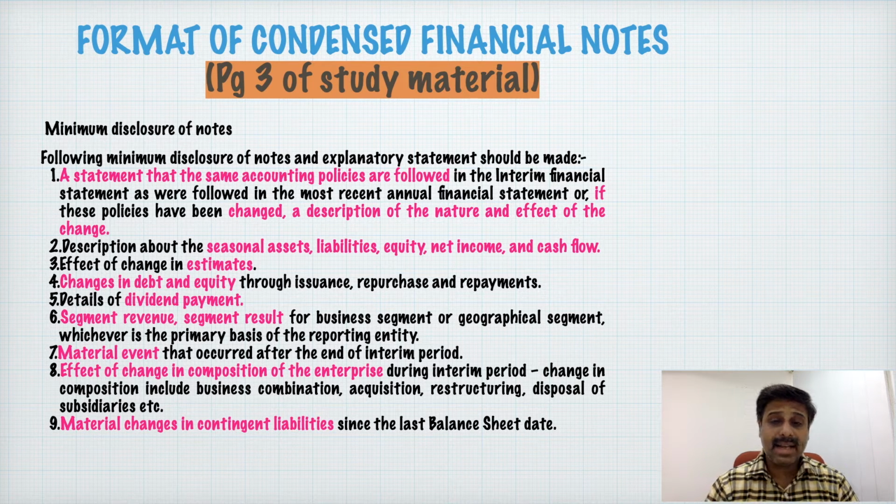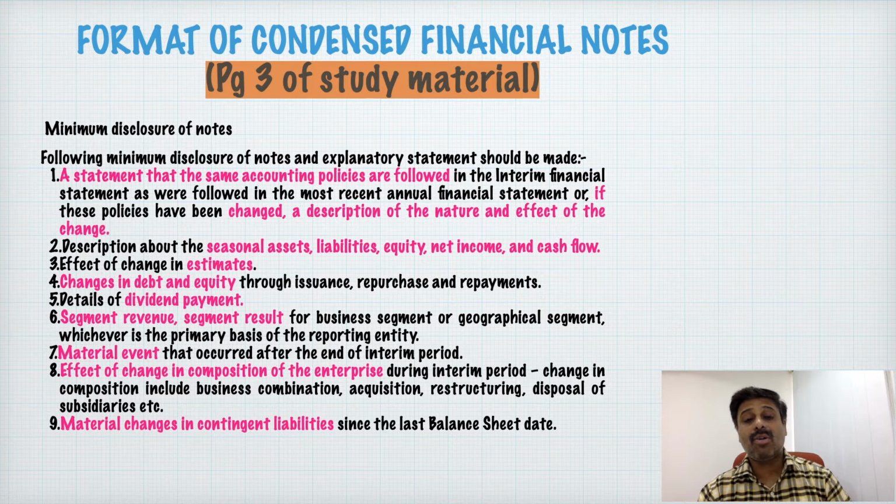Material changes in contingent liabilities since the balance sheet date. So contingent liabilities, like I said, workers have filed a suit against the company, it is disputed in the court of law, and if there is any change in the amount of that contingent liability, then that material change should be disclosed to the shareholders.